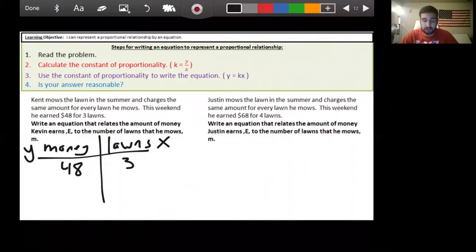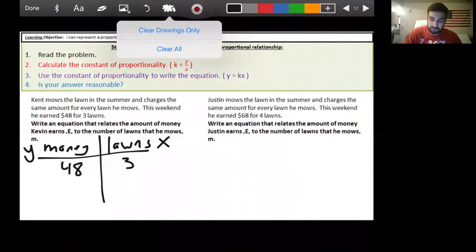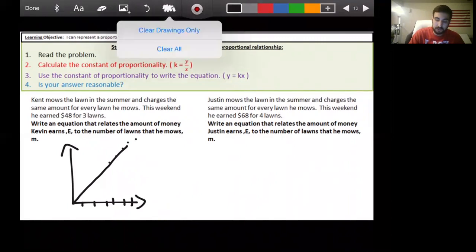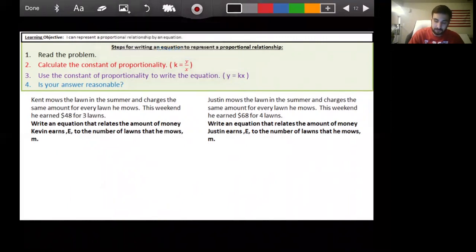x-axis. Another way we could visualize this is to just make a little graph, if graphs are something that's easier for you. If I know I have the 48 and the 3, I could say, okay, if I did 3 lawns, 1, 2, 3, and then 48, that would kind of make sense that if he mows more lawns, he's going to make more money. So that's another way we could also visualize this. So I know just from this that when I have 48 and I have 3, I know this is my x and this is my y.